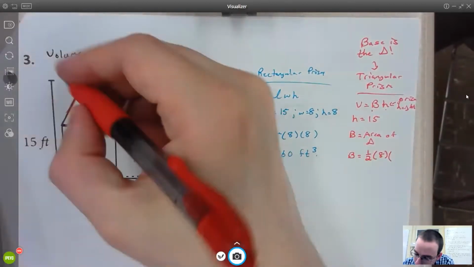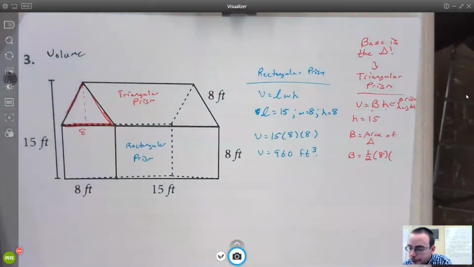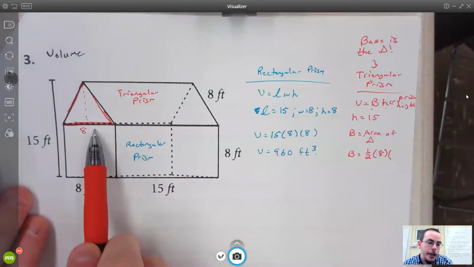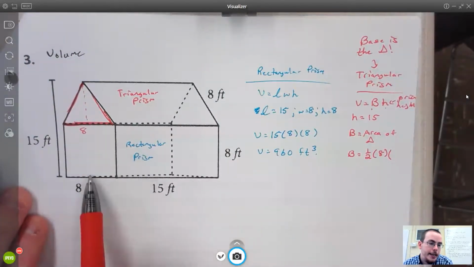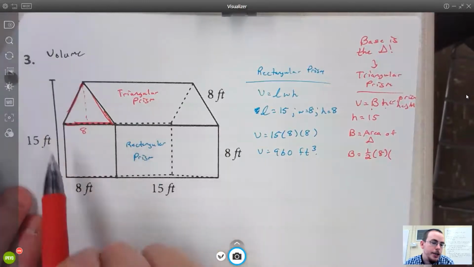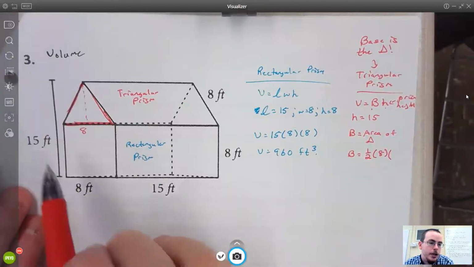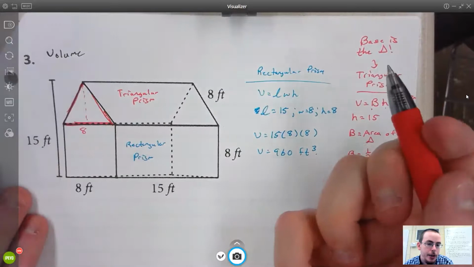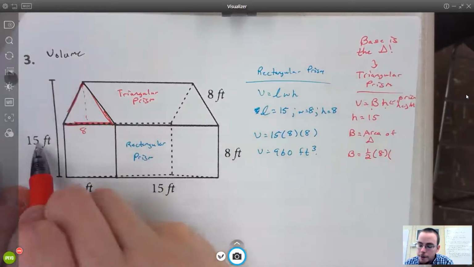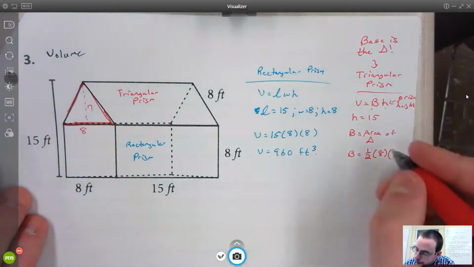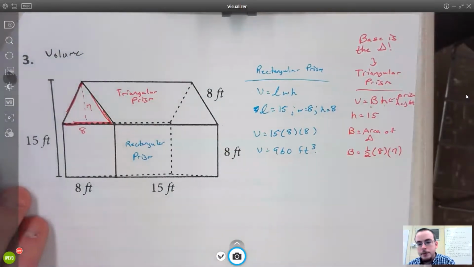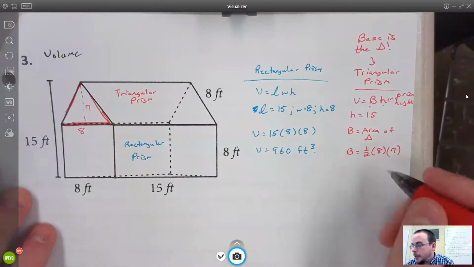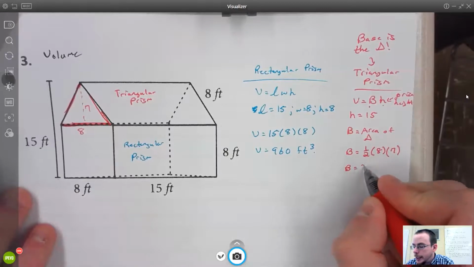And now what is the height of this triangle? Well, this triangle sits on top of the rectangular prism. And we know from here to here is 8. And it tells us that from here to here is 15 feet. So if this part's 8 and the whole thing's 15, what would the height end up being? Well, the height would end up being 15 minus 8, which is 7. So 1/2 times 8 times 7. 8 times 7 is 56. Half of 56 is 28.